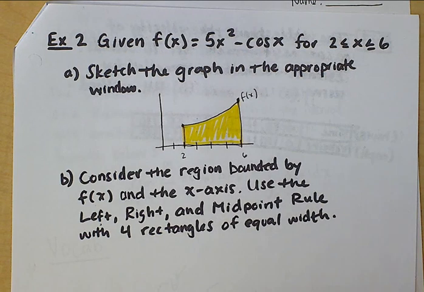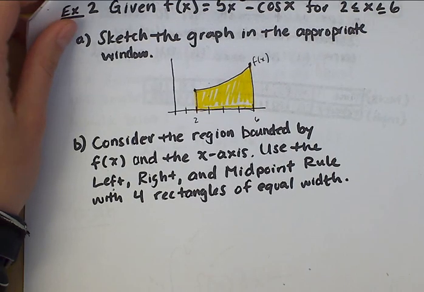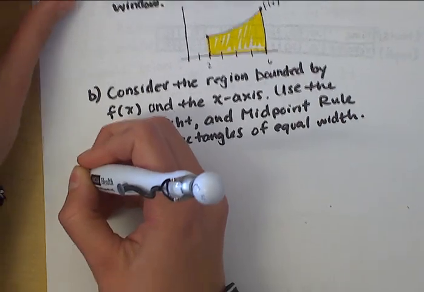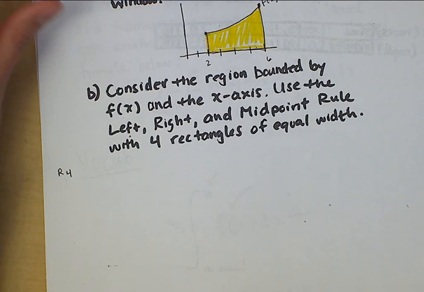Use the left, right, and midpoint rule with 4 rectangles of equal width. Let's start with the left. Actually, in my examples, I start with the right. So I guess let's start with the right. I'll just label it R4. So this is my right.